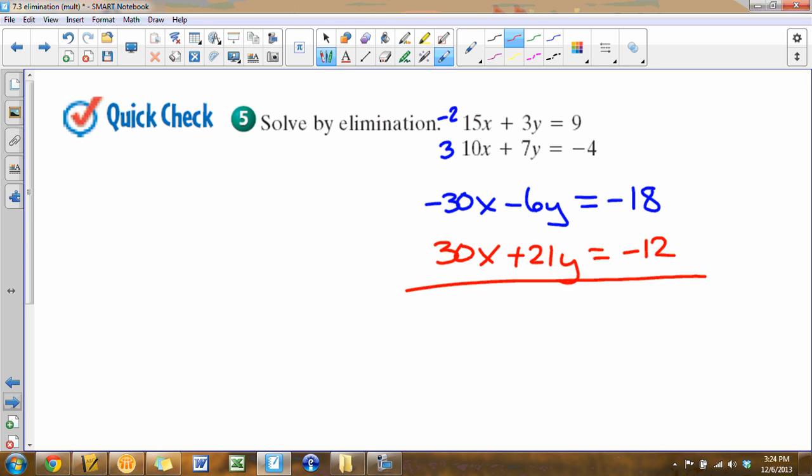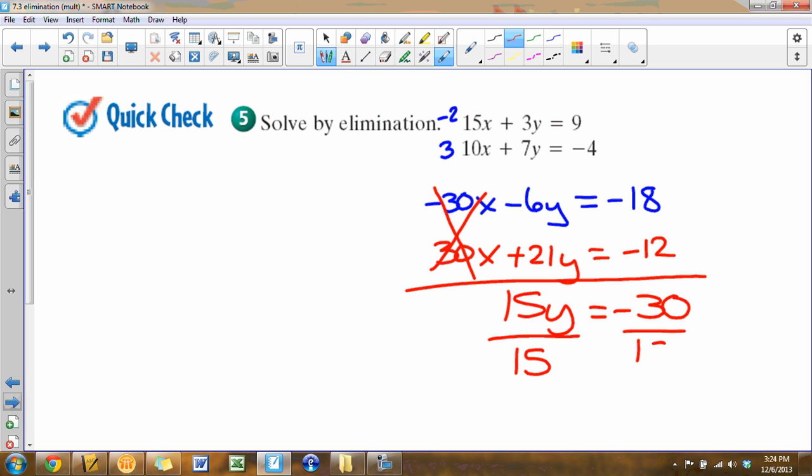Now I'm going to add them together. 21 minus 6 is 15. 18 and 12, since they're both negative, we're just going to add them together. So we get negative 30. Divide both sides by 15, and y equals negative 2.